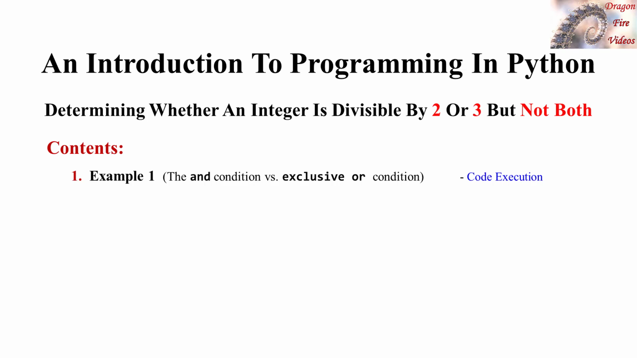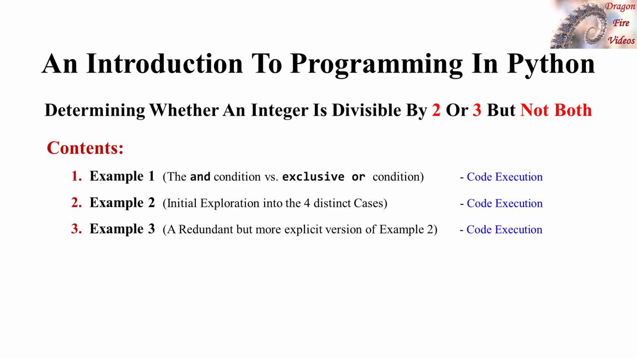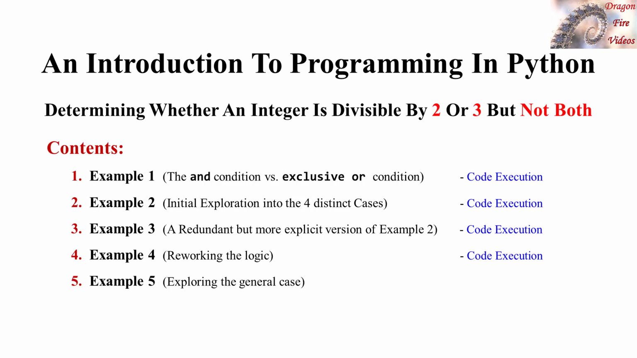The coding of example 1 is in essence the AND versus the exclusive OR condition. In example 2, we have an initial exploration into the 4 distinct cases. Example 3 will be a rework of example 2, fleshing out the code in a slightly redundant way. In example 4, we will rework the logic, considering the OR case first, and then we will begin a general exploration into the 2-variable Boolean case, terminating with the code for example 5. I hope you enjoy this video.